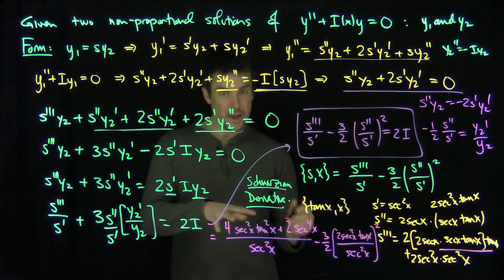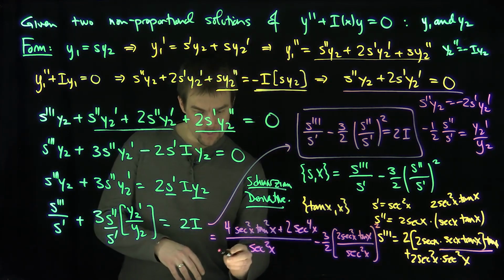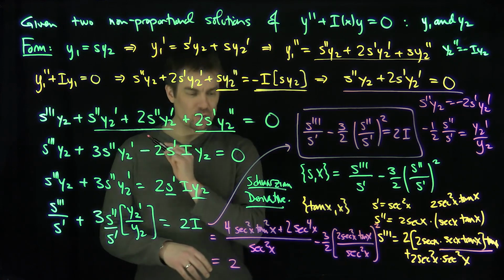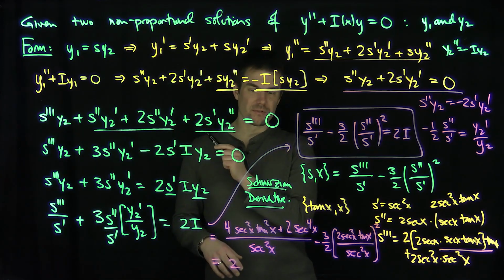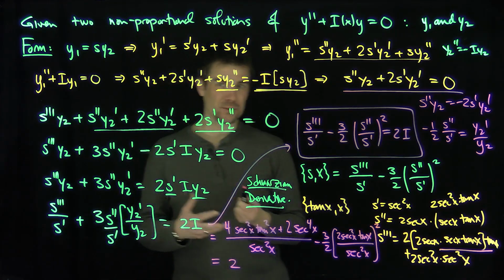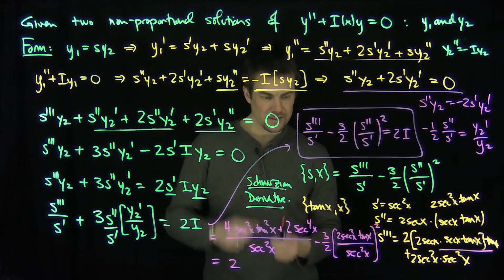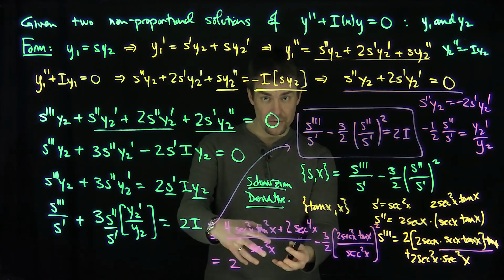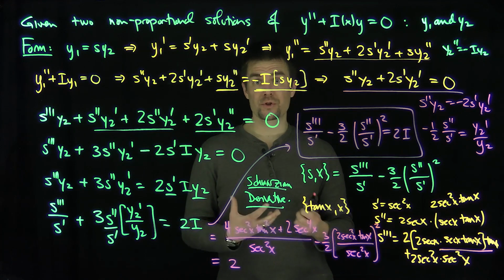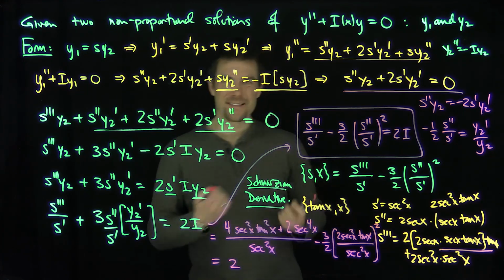And it turns out that if you do the algebraic simplification, you'll see that the Schwarzian derivative of tangent is equal to 2. So it's a really cool result that basically results when you simplify this a little bit. So it's a good exercise to do the simplification by yourself. You should end up with a Schwarzian derivative of tangent being 2. Thank you very much.